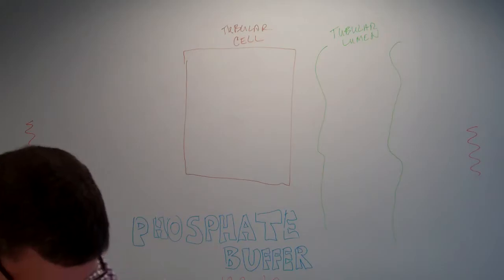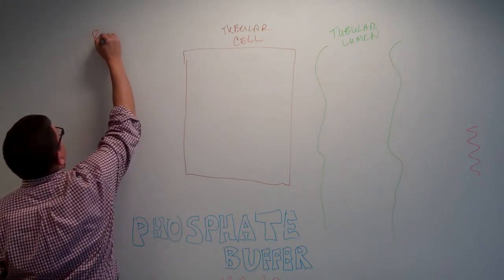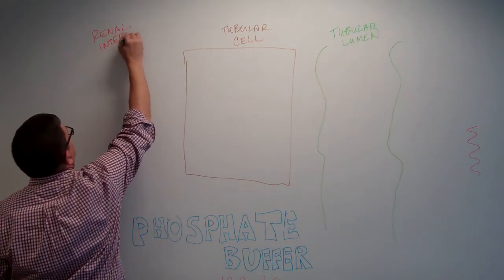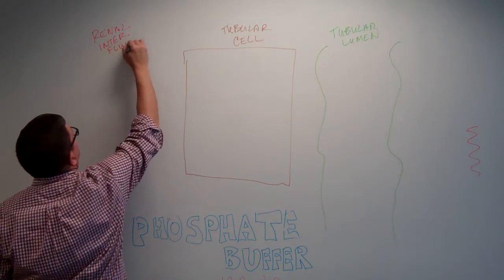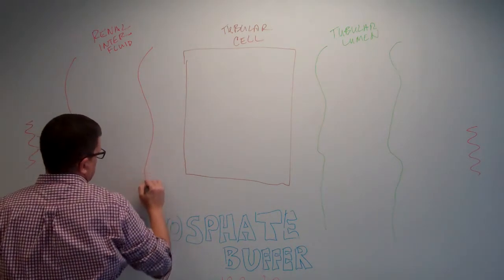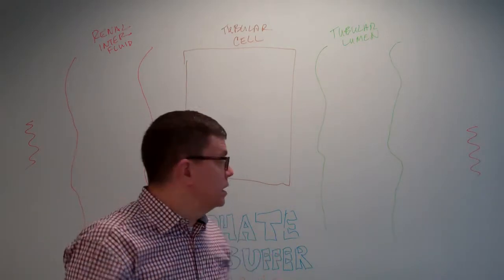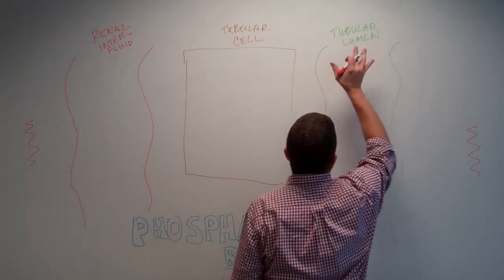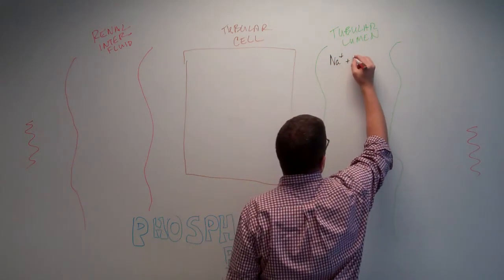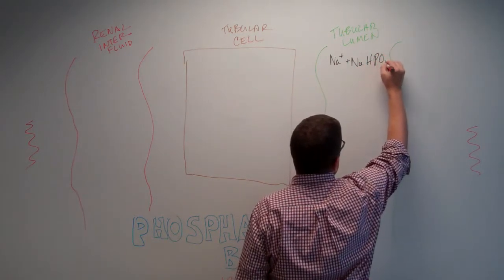And then on the opposite side, the renal interstitial fluid. So here's the renal interstitial fluid. Renal interstitial fluid on this side. One of the things you need to know right at the beginning is that within the tubular lumen, already present is some sodium plus sodium HPO4.